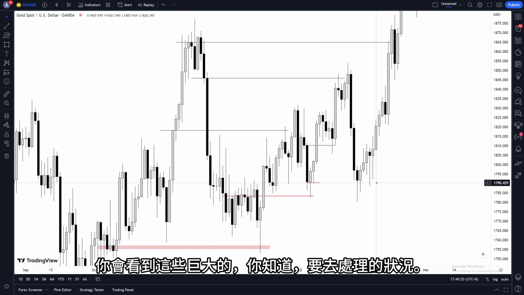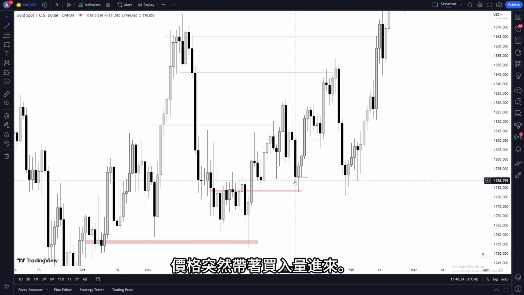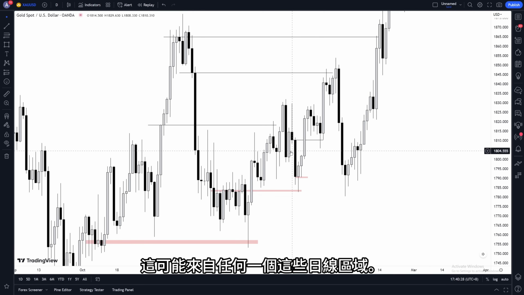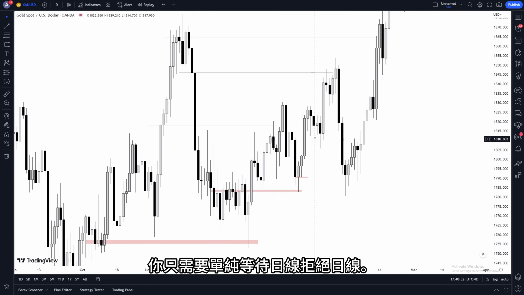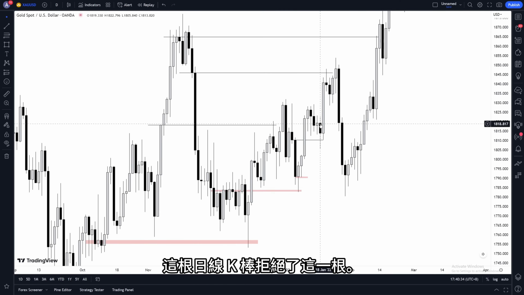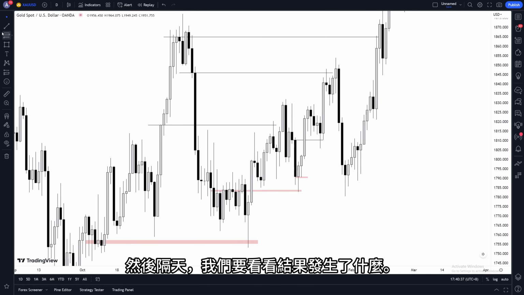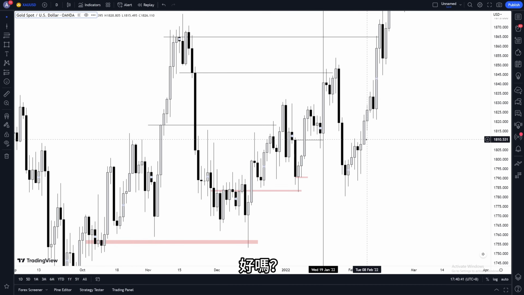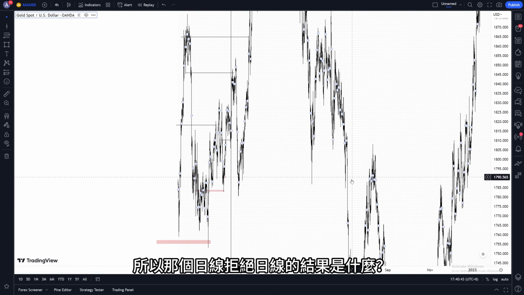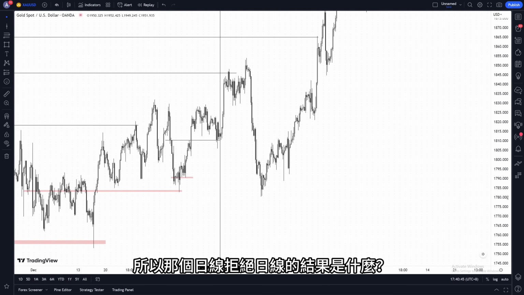You're going to see these huge, you know, things to deal with, right? Where price suddenly comes in with that volume for the buy, it could be from any one of these dailies, you know? So in this case, what would you do? Simple, you just simply wait for a daily reject daily. So price comes in here, this daily candle rejects this one, okay? And the next day, we're gonna look for what happened as a result. Let's see what happened as a result of that daily reject daily.